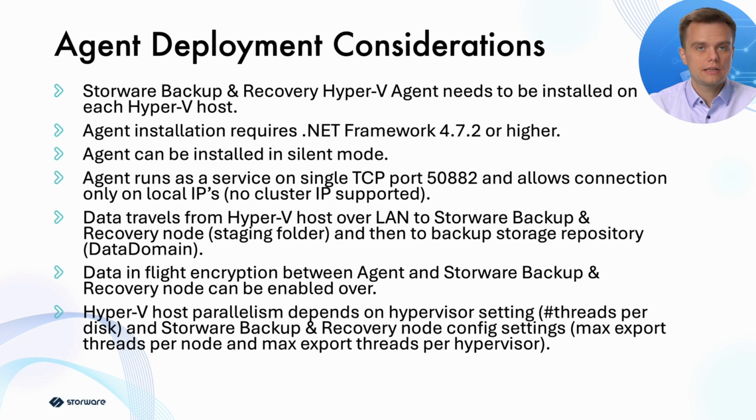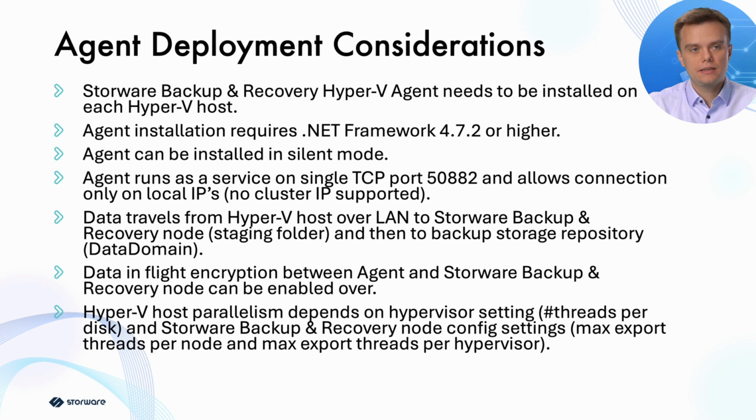If you need to install agent, there are a few considerations. So .NET Framework needs to be 4.7.2 or above installed. It can also be installed in a silent mode. So the wizard that I have shown you is only one of the options. It opens a port, TCP port 50882, so that from the network perspective it needs to be opened both on the hypervisor and in some components in your network so that we are able to reach this port.